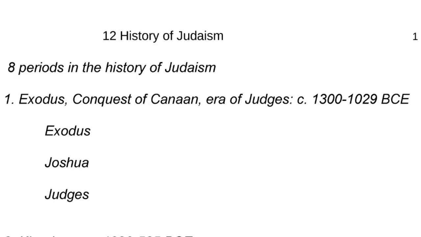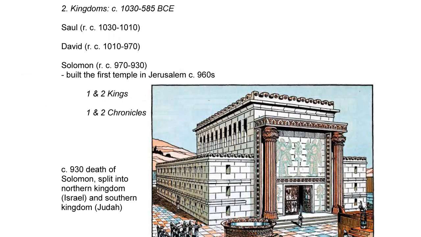In this period, the Hebrew people essentially were led by prophets, by inspired men and sometimes women who were called prophets or judges. But the book of 1 Samuel says that the Hebrews demanded that they should have a king like all the other countries, and God granted their request. This leads into the second period in Jewish history called the Period of Kingdoms, which lasted from about 1030 to 585 BCE. The first king they had was named Saul, who reigned from roughly 1030 to 1010 BCE.